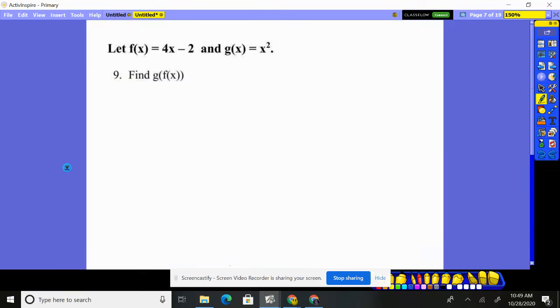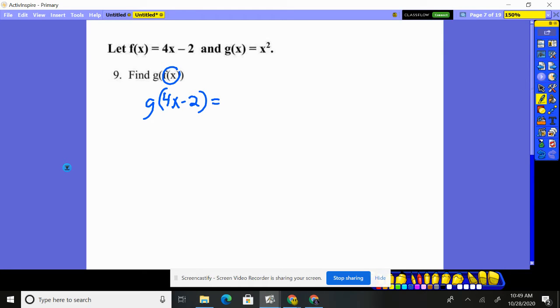Problem 9, find g of f of x. So it wants us to take what f of x is and plug it into the g function. Well, what is f of x? F of x is 4x minus 2. So all we're doing is figuring out 4x minus 2 plugged into the g function.